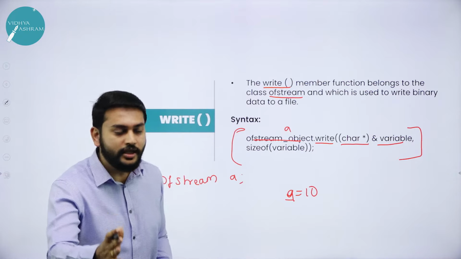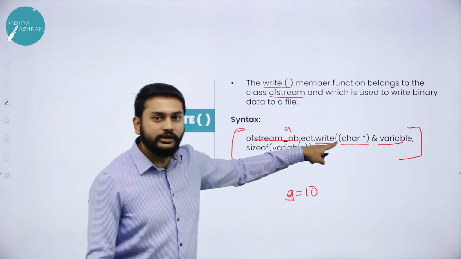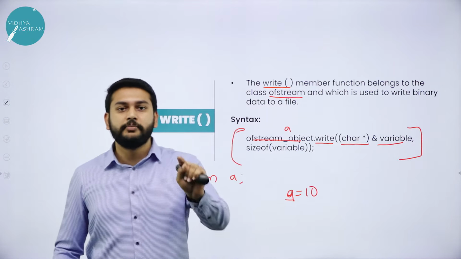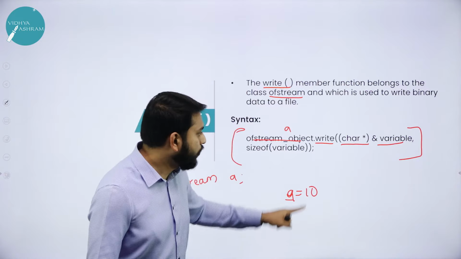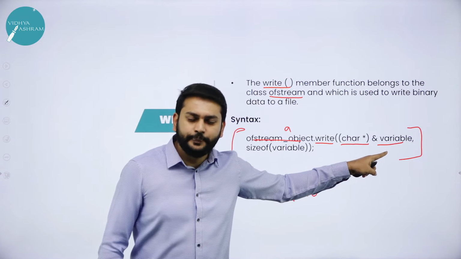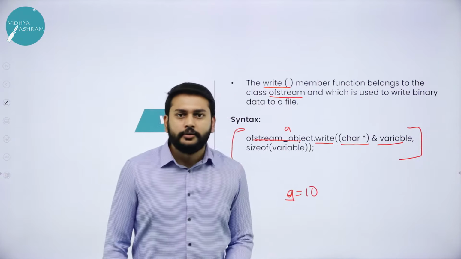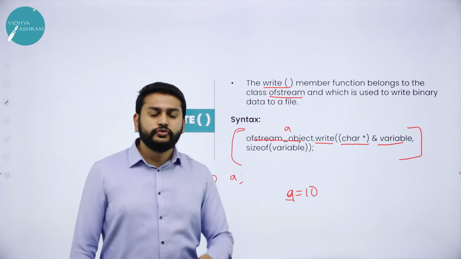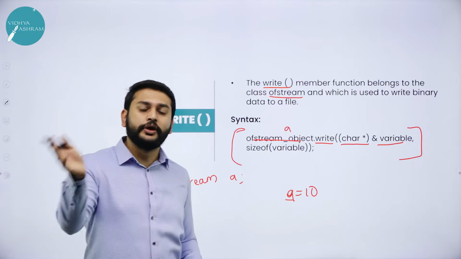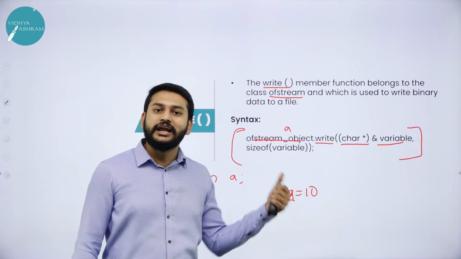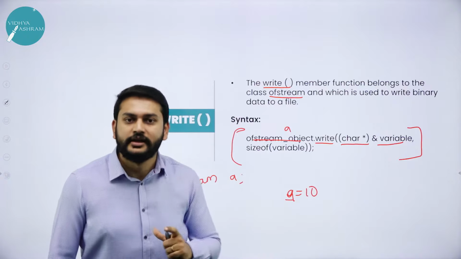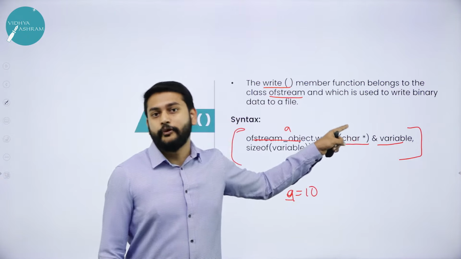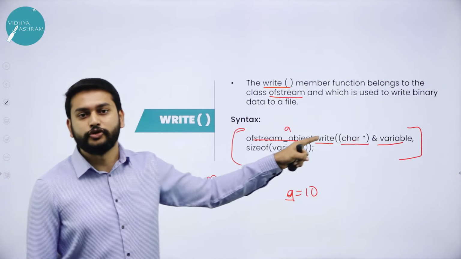What am I trying to say? My variable is getting converted to type character, and I'm also converting that character variable into a pointer variable. Sir, why are you converting into the character? Whatever the type of variable that you enter, this write function will convert it to a character type, and after that it will treat it as a pointer variable. That is what you have to remember.